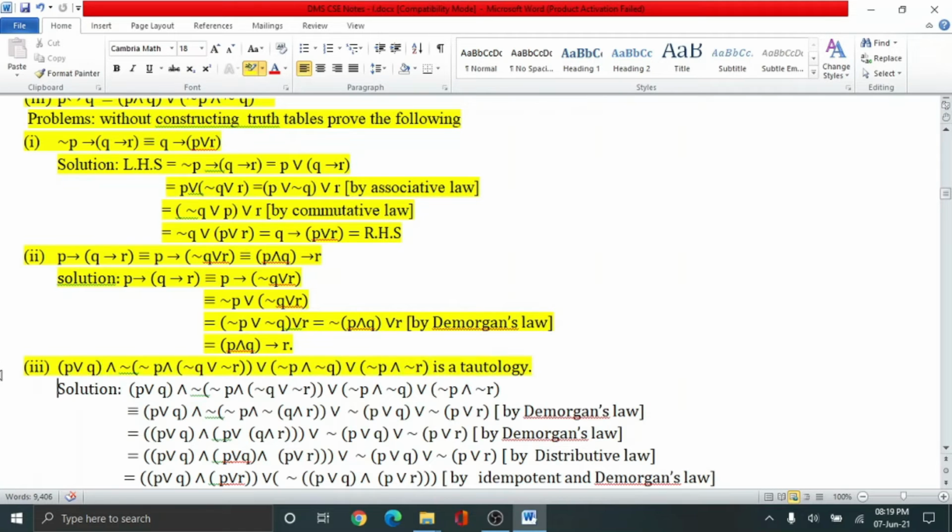And now let us take a problem, a mathematical statement, a compound proposition which we are going to prove as a tautology. That is, without constructing a truth table and with the help of laws of algebra and some of the equivalent forms, we can prove the given statement as a tautology without constructing a truth table. Let us discuss this.